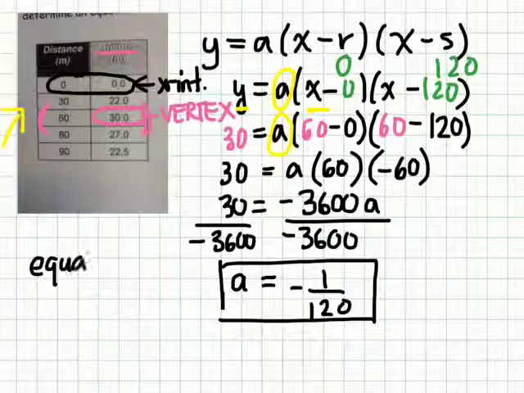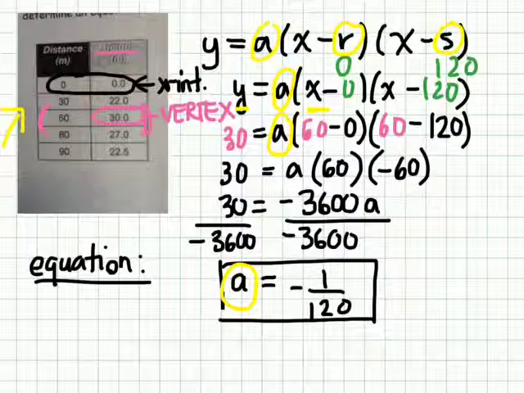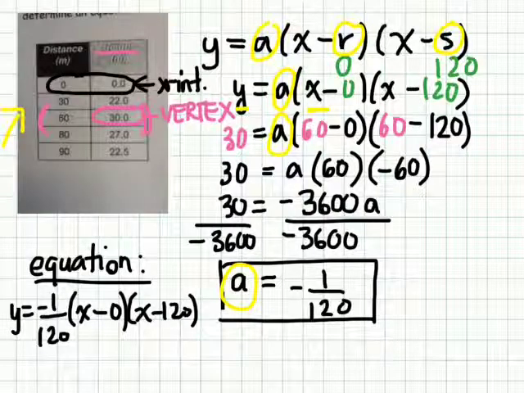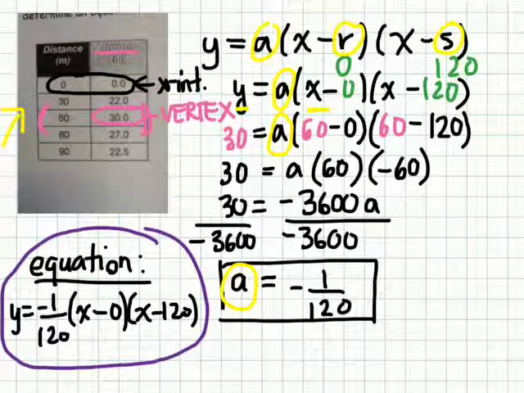Therefore, what's the equation of this parabola in factored form? Now that I have a, r, and s, here's our equation in factored form: y equals negative 1 over 120 times (x minus 0) times (x minus 120). 10 out of 10 right there. Okay, we are going to put this in standard form now.